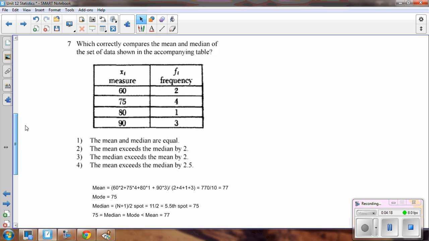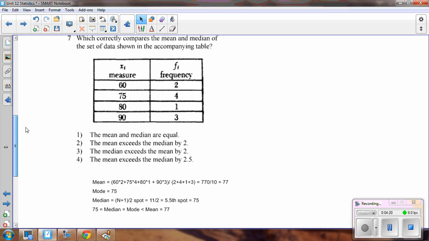which correctly compares the mean and median of the set of data in the accompanying table? You calculate the mean, which is 60 times 2 plus 75 times 4 plus 80 times 1 plus 90 times 3, and divide that by 10, you get 77. The mode, even though the question didn't ask us about it, just to double check, is the highest frequency, so the mode is 75.